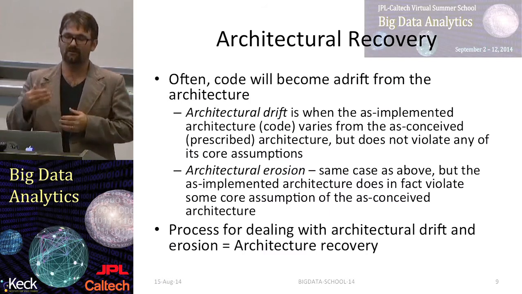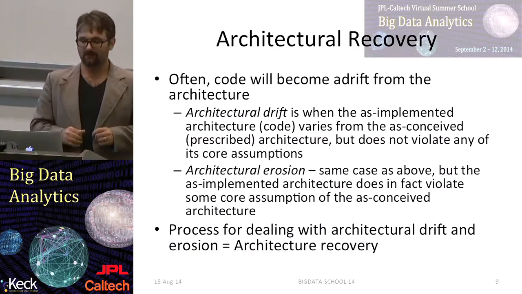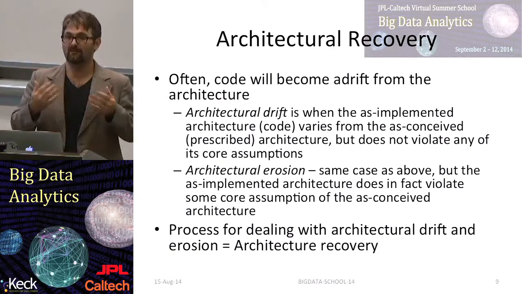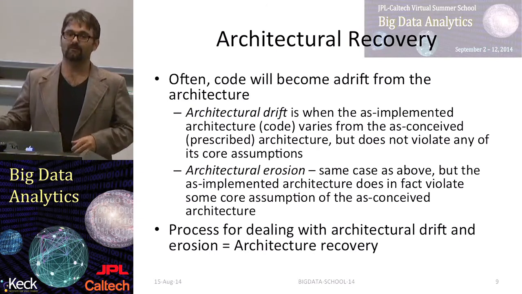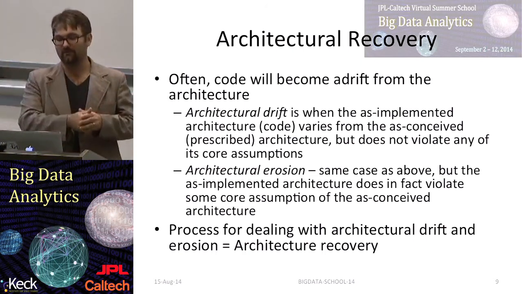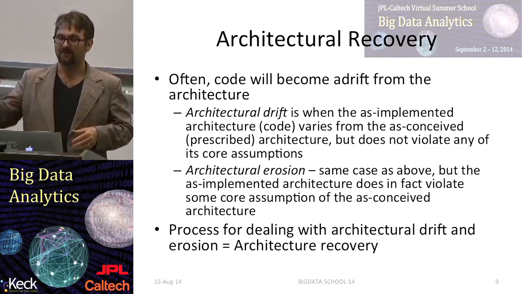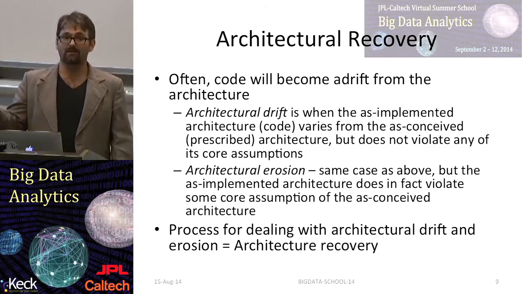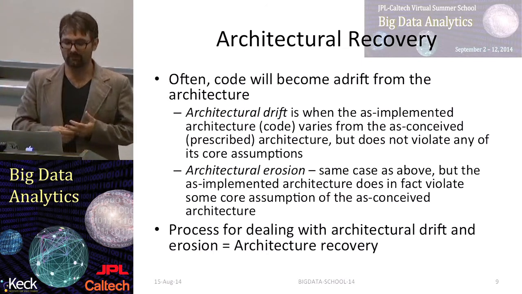Well, we call it two different things. We call it either drift or erosion. Drift is basically when the code, the as-implemented architecture, varies from the prescribed or the sort of thought of software design or based on architectural modeling notations or whatever. If that code varies from that, but it varies in such a way that it doesn't violate any of the core assumptions of the architecture, we call that drift. And it's a subtle difference between that and erosion. Erosion is pretty much that same case, except the variations in the code from the actual prescribed architectural model cause such a difference that it actually does violate a core requirement, or it violates a core fundamental principle of the software system.